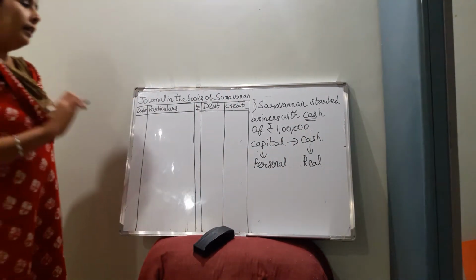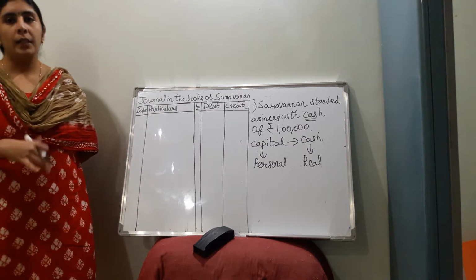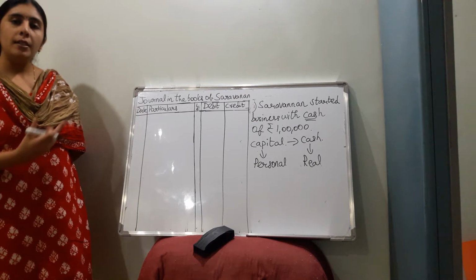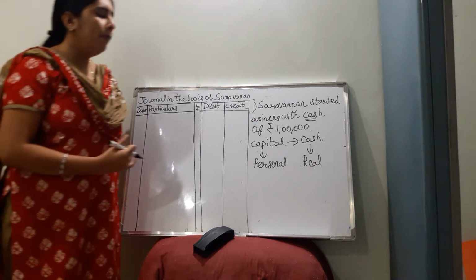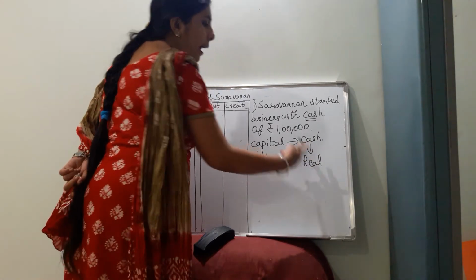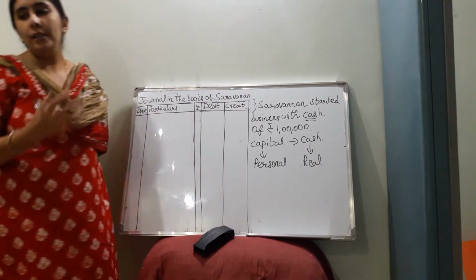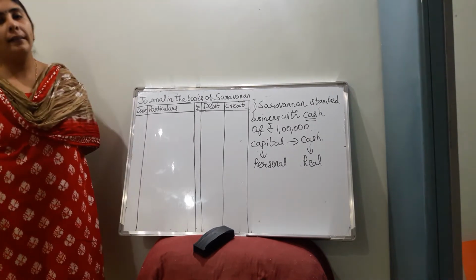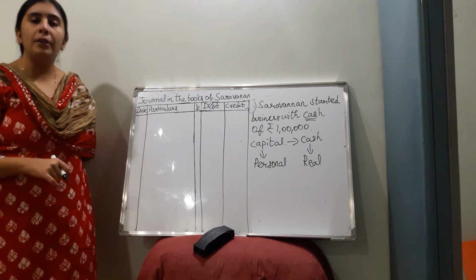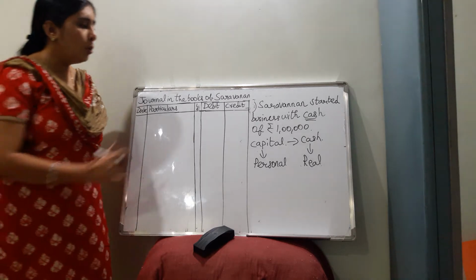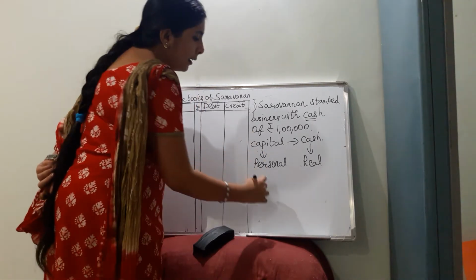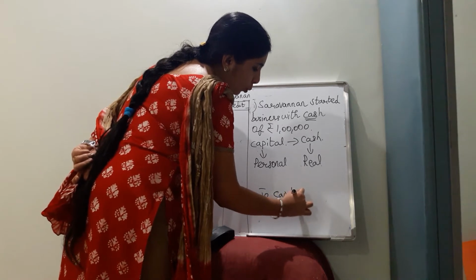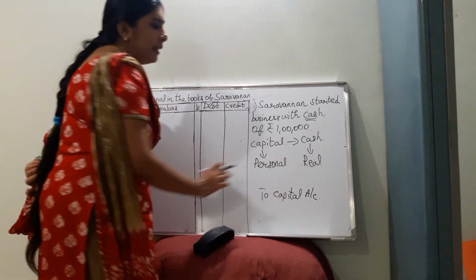So in this, what comes into the business? Cash comes into the business. Who is giving the cash? Saravanan is giving the cash. So we have to apply the rule of both personal and real account. What is the rule for the personal account? Debit the receiver, credit the giver. Here who is the giver? Saravanan is the giver. So obviously we have to credit Saravanan. So when a credit account is given, it must start with 'To'. To capital A/c. A/c refers to account.